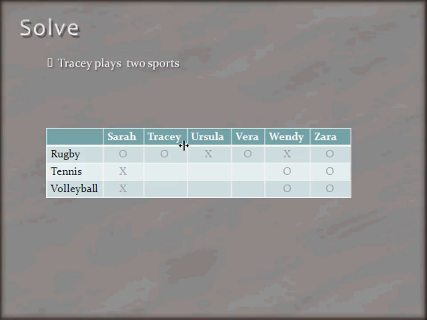We're also given that Tracy plays 2 sports. So we know that she plays rugby, which means she must play one of tennis or volleyball. We don't know which, though, so we'll just hold on to this condition. We're also given that only 2 people play volleyball. So we know that Wendy and Zara must play volleyball because that was already demarcated. And since only 2 people play it, we know that none of Sarah, Tracy, Ursula, or Vera plays volleyball. We also knew that Tracy plays 2 sports. We knew she played rugby, and since we know she can't play volleyball, she must play tennis.